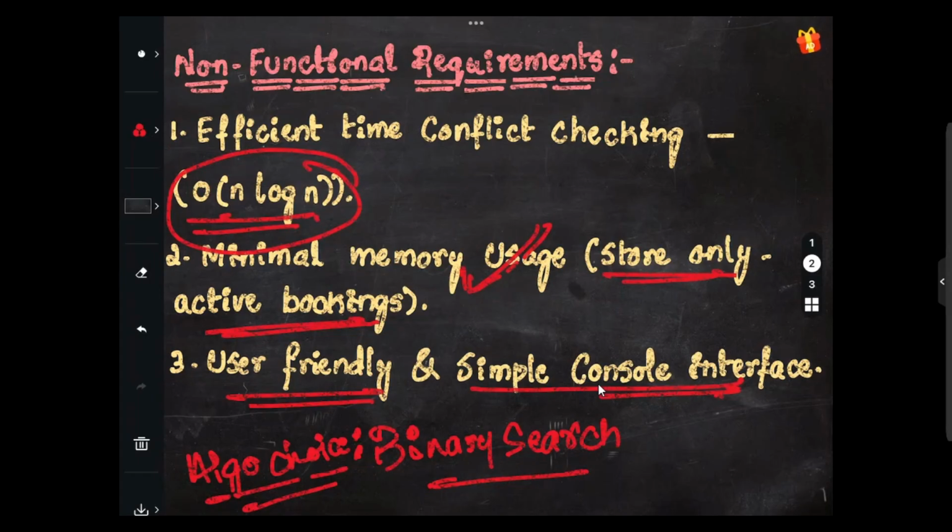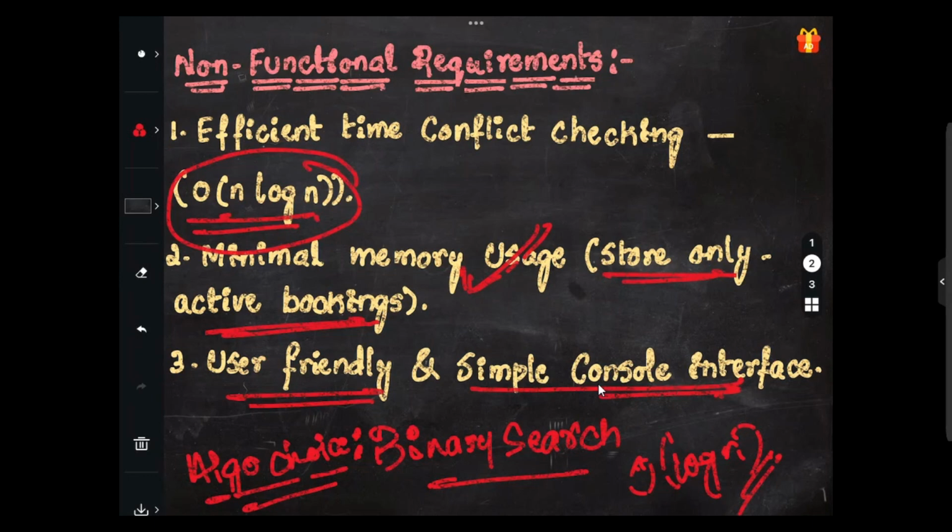Then the data structure. What's the data structure that we'll be making use of? We'll be going with a sorted list of tuples, start along with the end. This is fine. The final one is complexity. As we are making use of binary search, the complexity would be O(log n) for insertion plus O(n) for the conflict resolution.